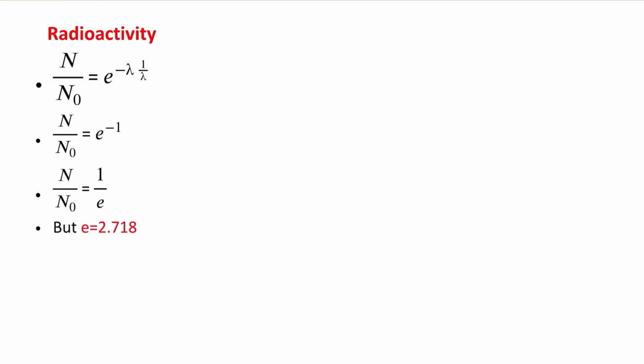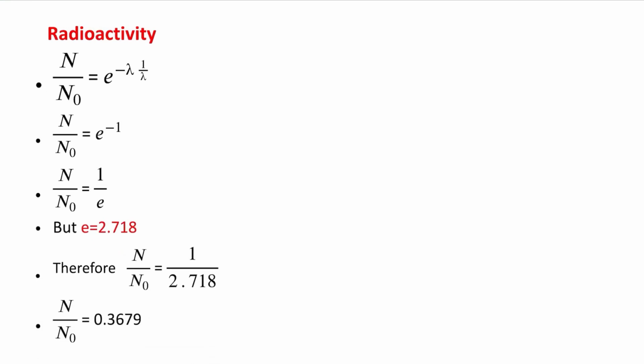But we know that the value of e is equal to 2.718. If I substitute it, I get N upon N0 is equal to 1 upon 2.718. And upon calculation, 1 upon 2.718 comes out to be 0.3679. So my final expression looks like N upon N0 is equal to 0.3679.